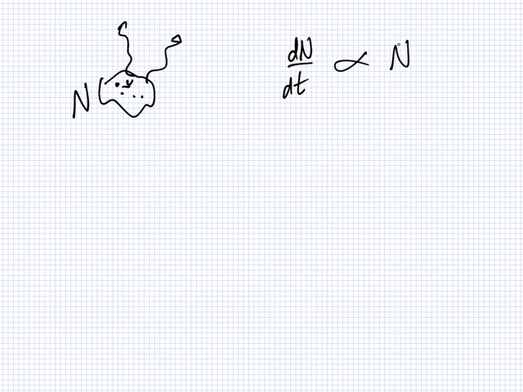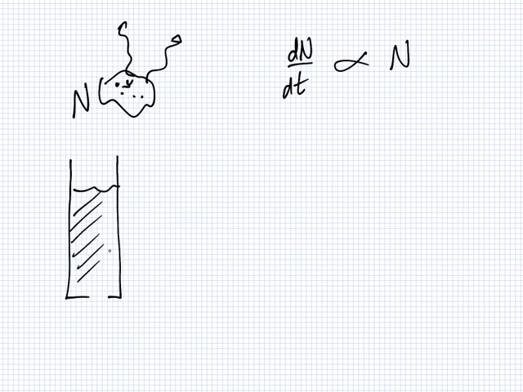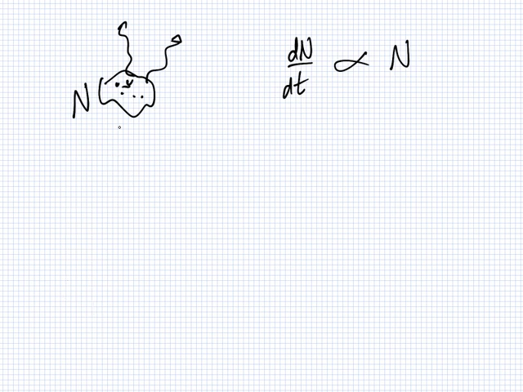Now, if you want an example in real life of this, think about a bottle of water. The more water that's in here, the faster it will spray out. And as it reduces, the water gets slower. It's kind of the same idea here. As n decreases, it slows down how quickly it's losing.